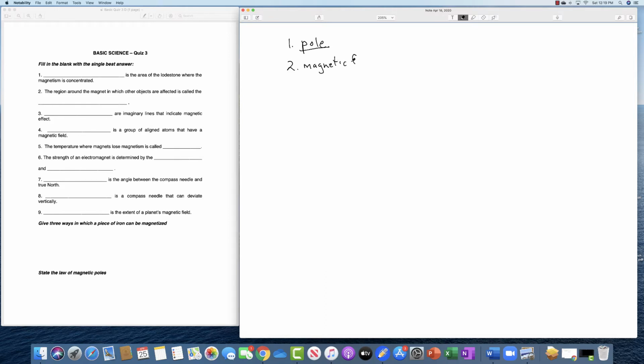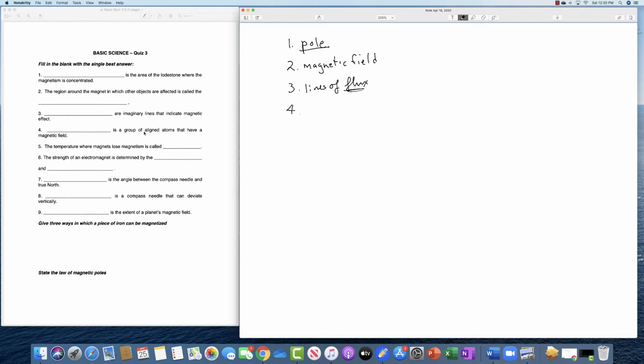And number 3 tells you how you indicate the magnetic field, and that is blank are imaginary lines that indicate the magnetic effect. And these are called lines of flux. Now, if you put magnetic lines of flux or magnetic flux, I would give you credit for it, but you had to have the word flux in there as part of the answer.